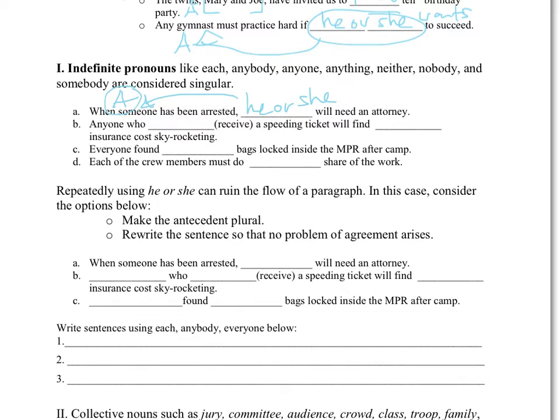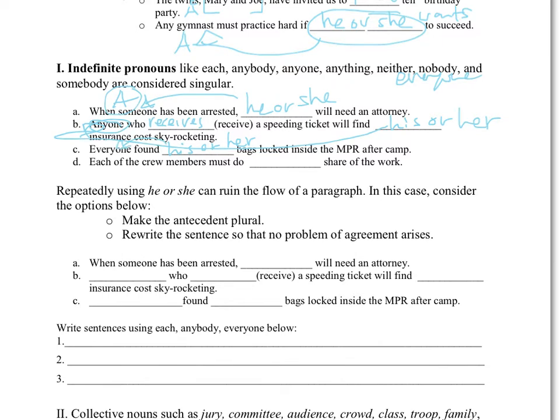Next one. Anyone who receives, singular, a speeding ticket will find his or her insurance costs skyrocketing. The pronouns are referring to the antecedent, anyone, and it's singular. Letter C. Everyone found, now everyone is part of our list, his or her bags locked inside the NPR after camp. Again, singular pronoun, singular antecedent.